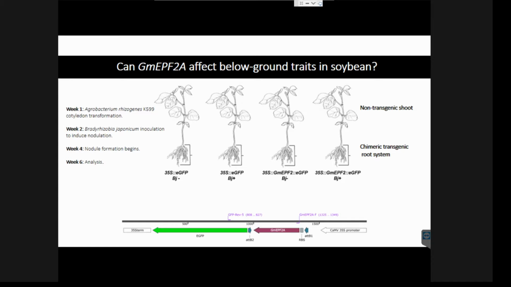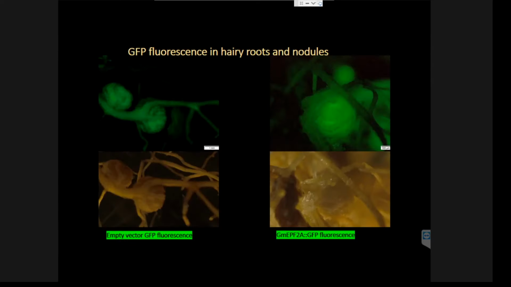We overexpressed it in the roots of soybean, and then a little while later, we infected it with bradyrhizobia to induce nodulation to see what we've got. So here is, you might not be able to see very well, but this is an empty vector expressing that GFP in the root system and in the nodules, and this is an EPF2 plant, again, expressing that EPF2, which is fused with GFP. So you can see which roots are transformed and which nodules are transformed.